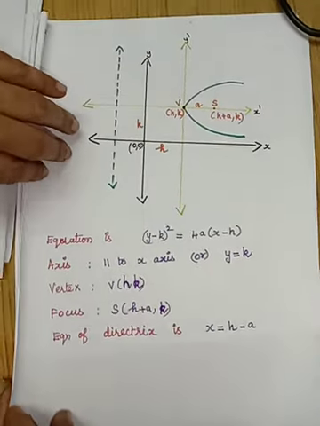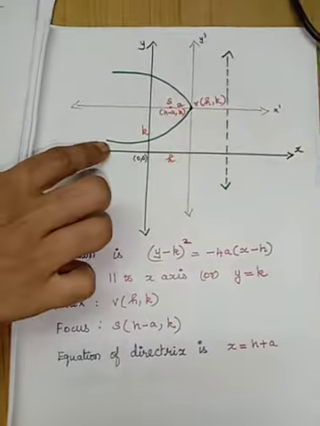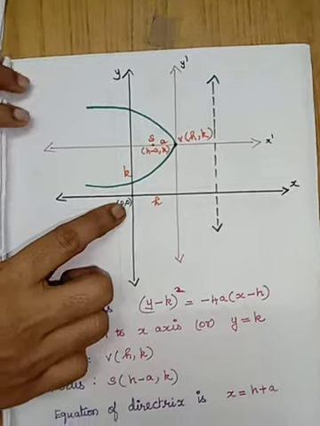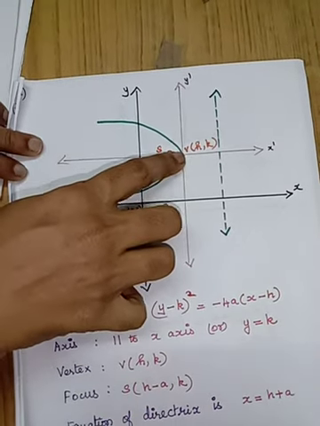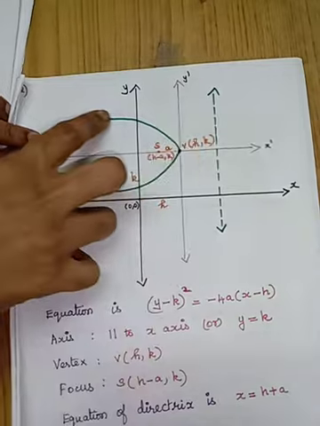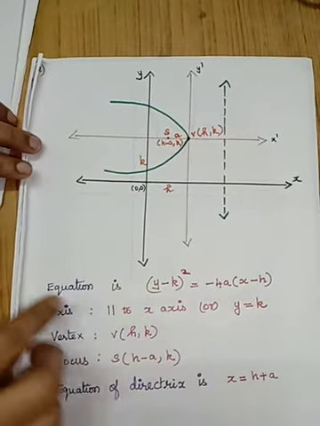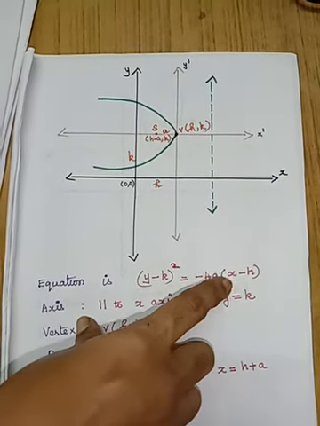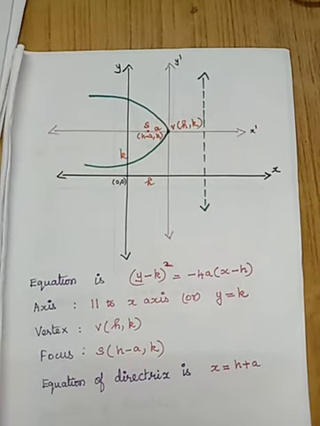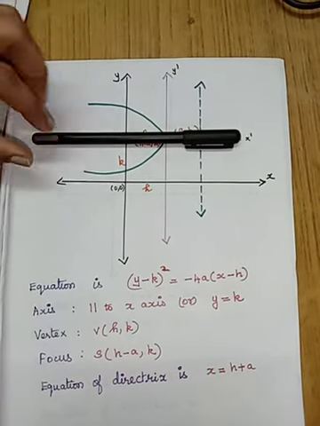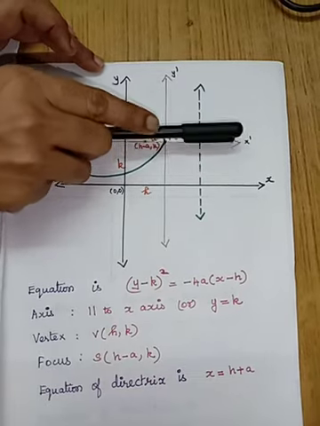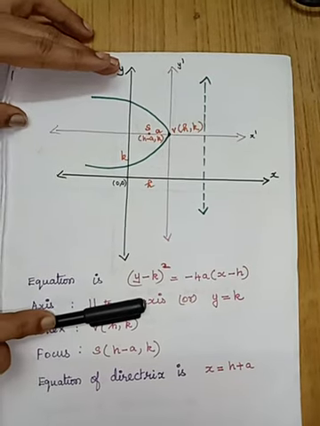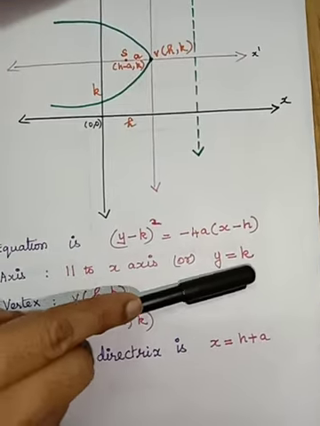Now see the next type, the second one: the parabola which opens leftward. You see that the origin 0 comma 0 is here, and the vertex is now h comma k. It opens leftward, so the equation is y minus k the whole squared is equal to minus 4a into x minus h. Which line divides the parabola into two equal parts? The axis, which is parallel to the x-axis. The axis parallel to the x-axis has the equation y is equal to k.